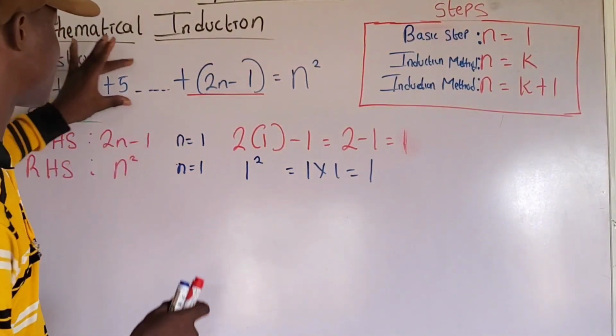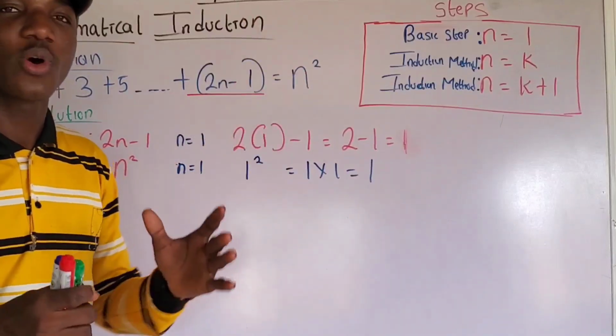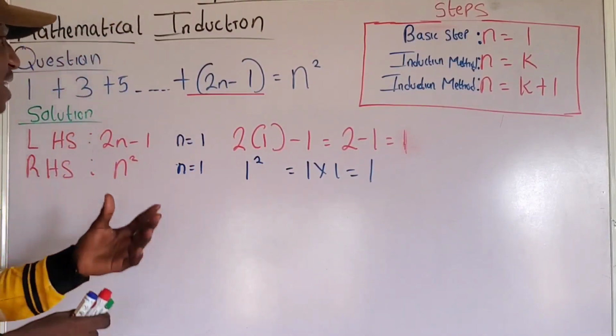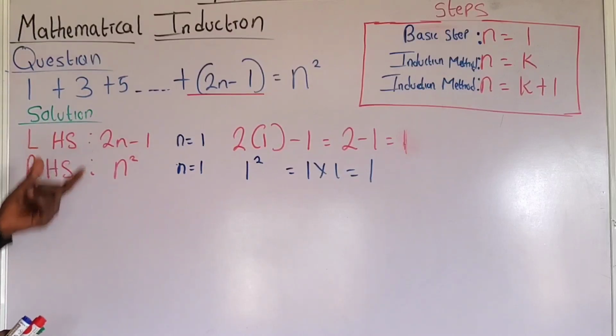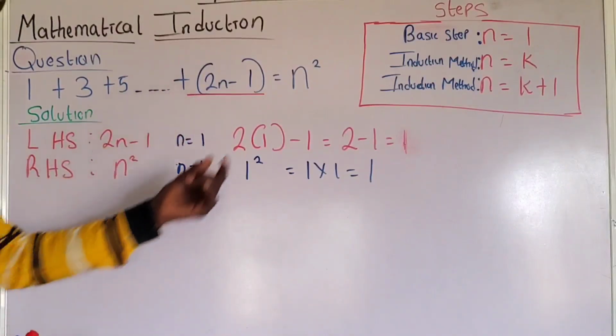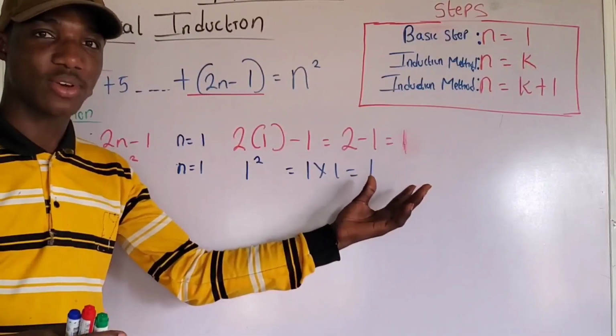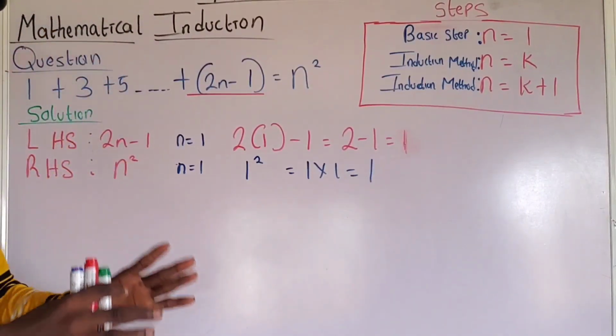We are testing this statement, whether it is true for all the steps. So the first step is that we have to set n equal to 1. Now, when I set n equal to 1, I discover that the LHS, which is the left-hand side, is equivalent to the right-hand side. Because both produce 1, okay? So that means that it satisfies the basic step.